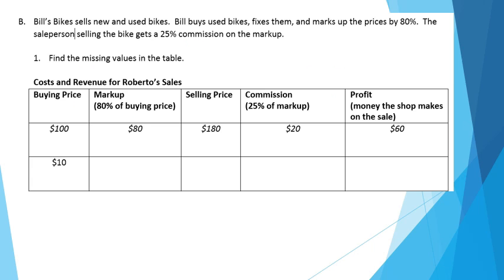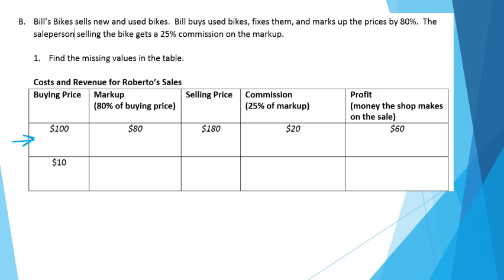Bill's Bikes sells new and used bikes. Bill buys used bikes, fixes them, and marks up the prices by 80%. The salesperson selling the bikes gets a 25% commission on the markup. So we're going to find the missing values in this table. And you'll notice that the first column is filled in for you as an example.